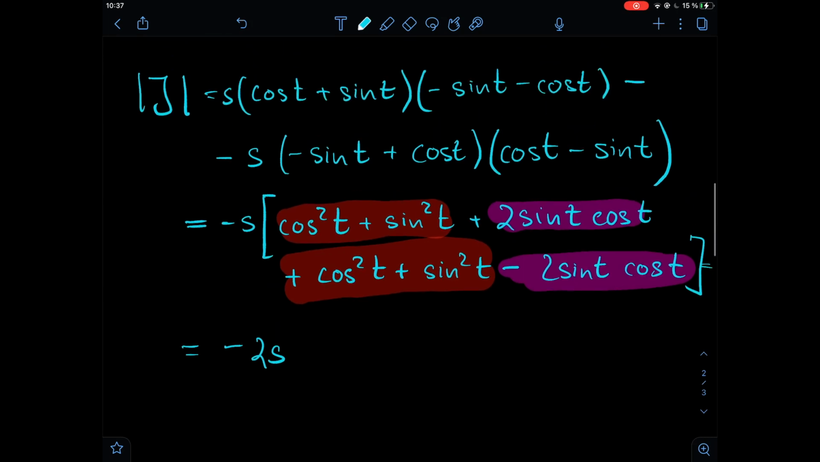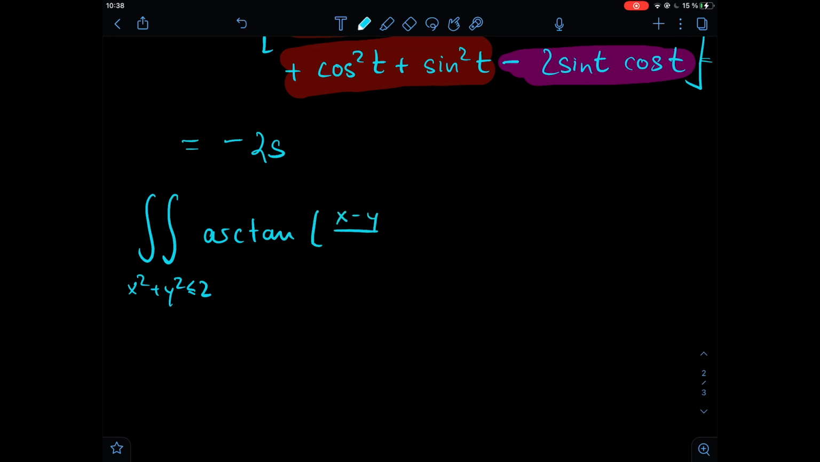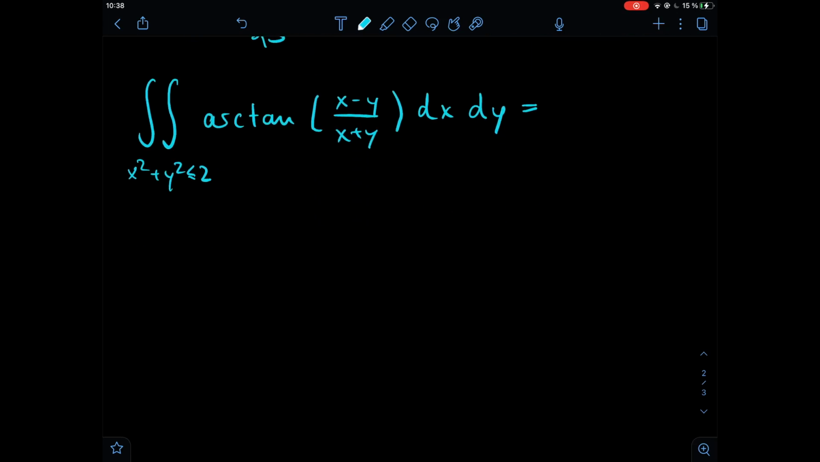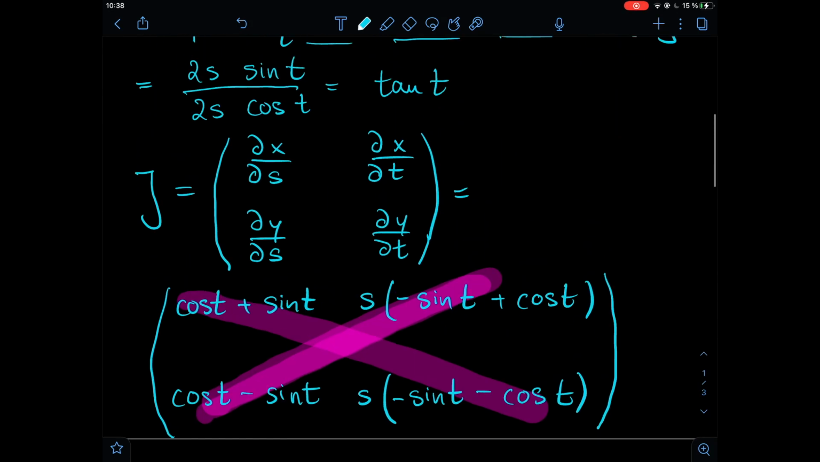So this is the Jacobian determinant. If we plug that into the integral, then we take, of course, the absolute value. So we take 2s. Let's plug that into our integral. So our integral was, first of all, x squared plus y squared smaller than 2. We have the arctan of x minus y divided by x plus y, and dx and dy are our integration variables. And now we plug in our substitution, our change of coordinates.